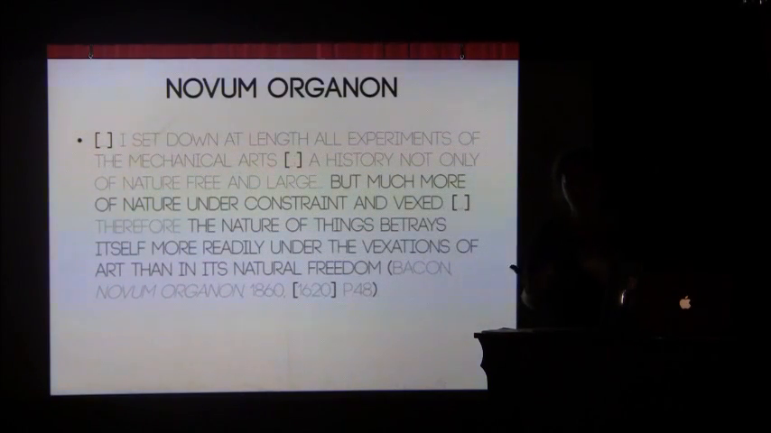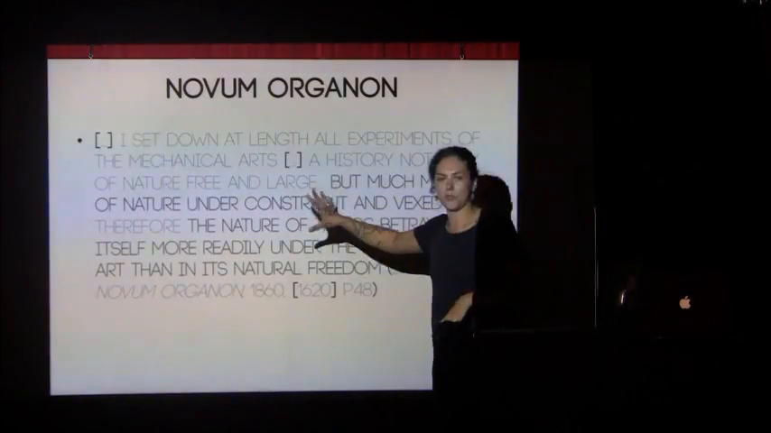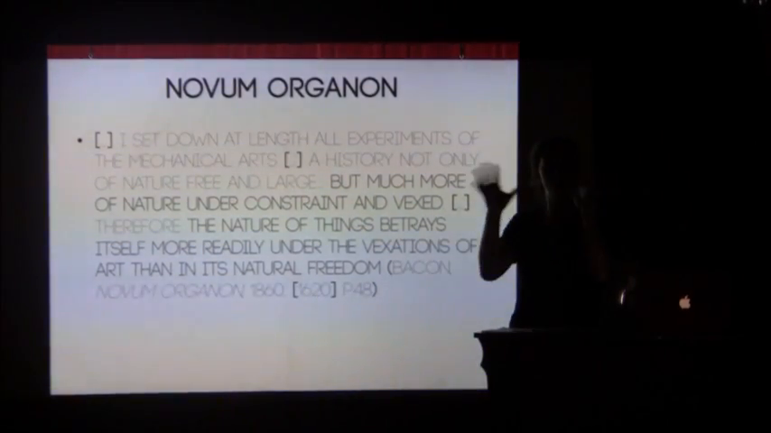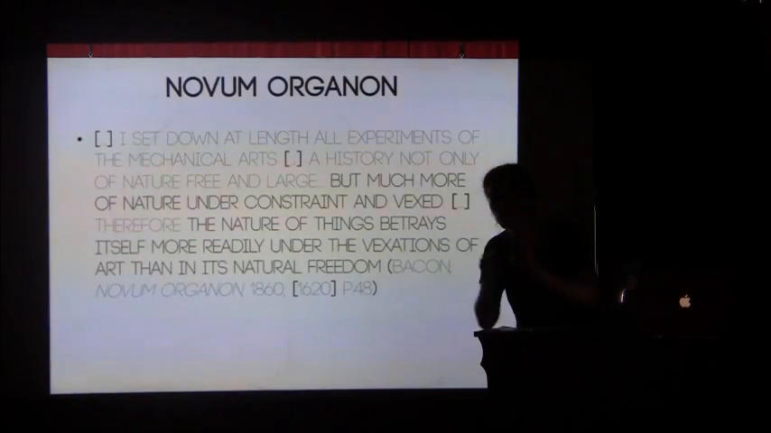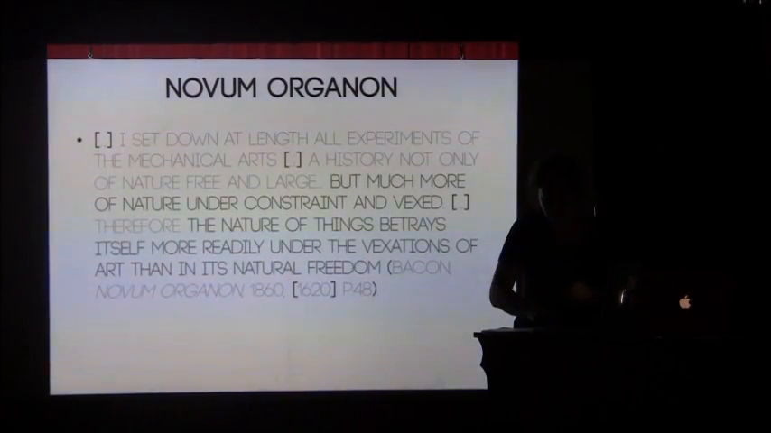So he says, in introducing the Organon, I set down at length all experiments of the mechanical arts, a history not only of nature free and at large, but much more of nature under constraint and vexed. And this is one of the key things that I want to draw out about the Organon. Therefore, the nature of things constrains itself more readily under the vexations of art than in its natural freedom. Bacon is still talking about nature here. He's still talking about a world that we need to go out there and discover. But we're not going to just observe it. We're going to get in there and start vexing it.